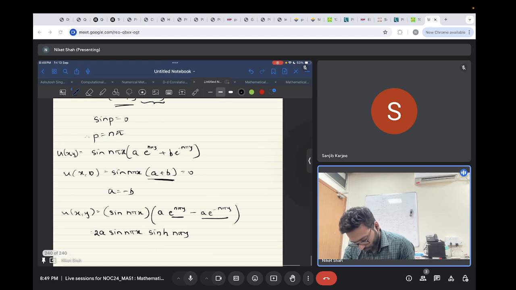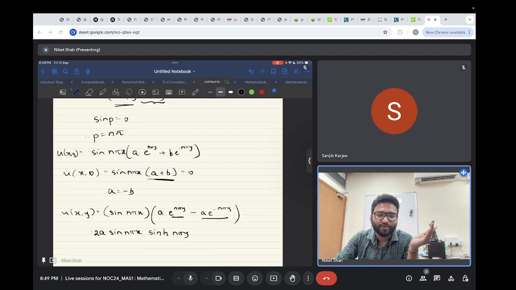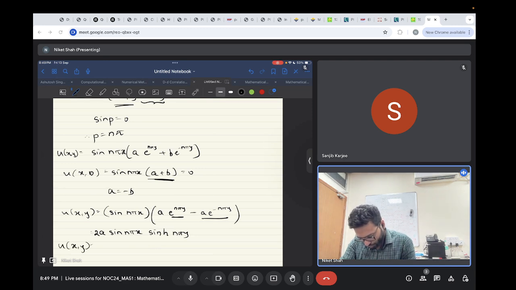Now this is just one particular kind of solution. I can have any n here, right? That's what we just said, that any n is a solution. So that's why a linear combination of all the n's is also a solution. So a general form of u of x comma y should be the sum over n of a_n, I'll even remove the 2 from here, let's just have a_n sin(n pi x) sinh(n pi y).